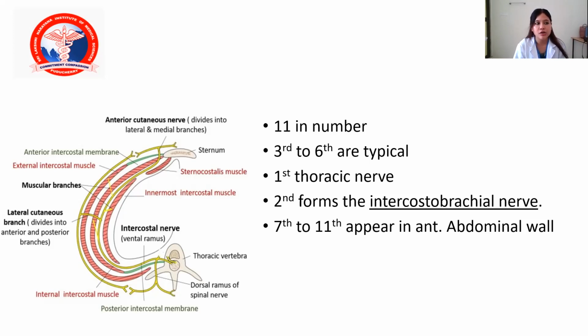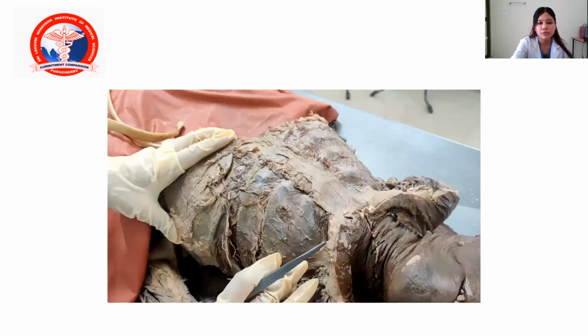So the intercostal nerves are 11 in number. The 3rd to 6th are typical intercostal nerves. The first intercostal nerve joins with the lower trunk of the brachial plexus, and the second forms the intercostobrachial nerve. The 7th to 11th appear in the anterior abdominal wall.